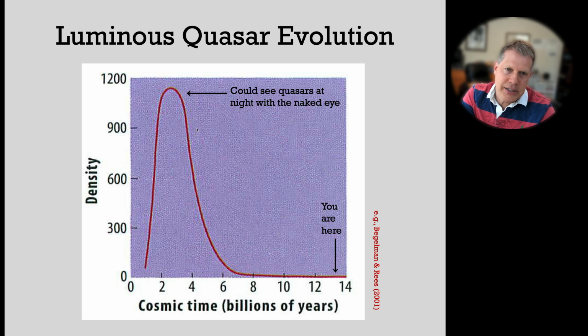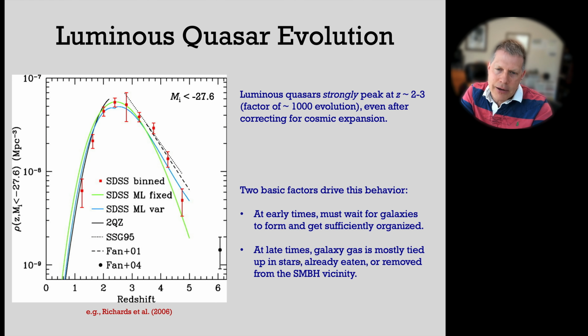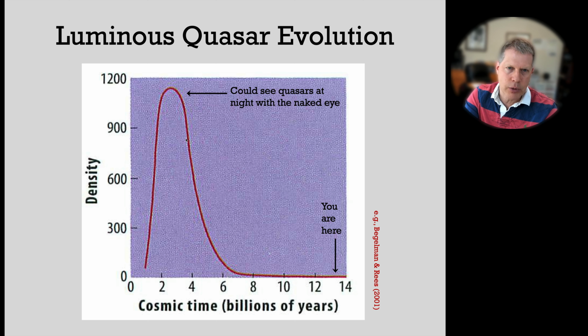Basically, the quasars are starved for one reason or another. Again, the gas gets locked up in the stars, so it's not easily accessible to feed the quasars. It's already eaten, or it's removed from the vicinity of the supermassive black hole. And that's what drives the decline over here. That's the basic idea of what we think drives this overall behavior. Now, there are many other important things to say about this plot, and we'll say them soon enough, but I just want to focus on a couple of other things.